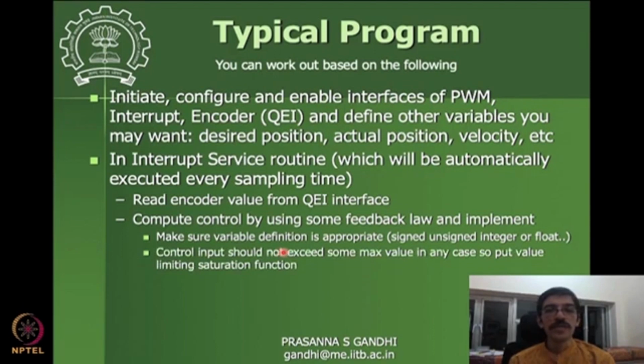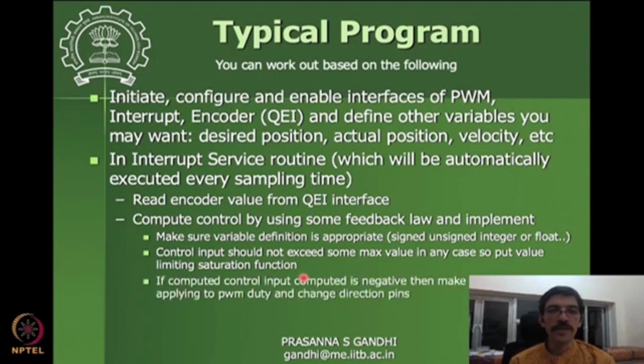Then the control input should not exceed some maximum value in any case, so limit the value with some kind of saturation function. And the third part is, if the computed control is negative, how do you handle that? It means I need to reverse the direction of the motor, so you will make it positive before applying it to the PWM duty. So the PWM duty is like the mod part of the control input command, and the sign part, positive or negative, will be used to change the direction pins.